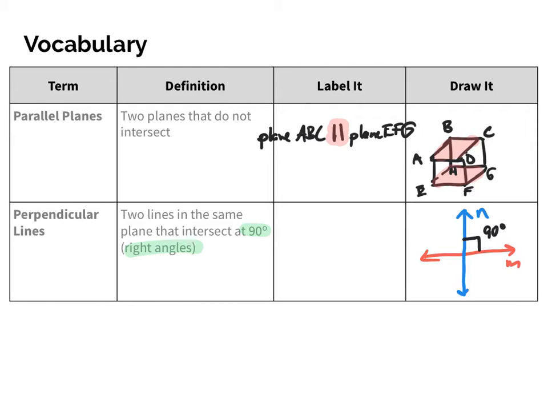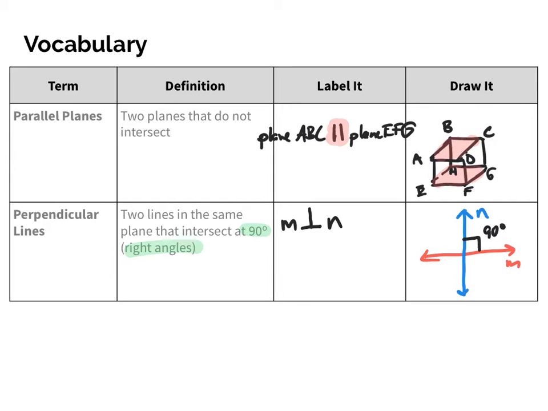Now, how do I label perpendicular? Again, I'm going to use my 2 letters potentially, so I can say line M and N. Now, parallel, we use those vertical lines. Perpendicular, we're going to use kind of like a capital T upside down, kind of tipped over. So that would be line M is parallel to N.